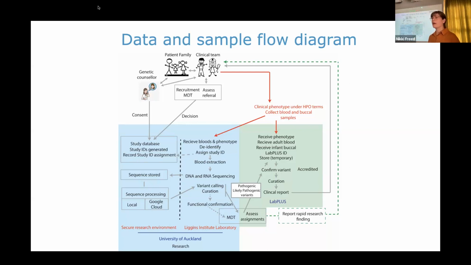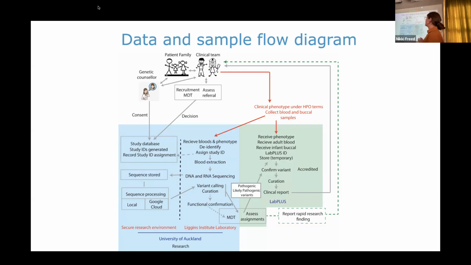We'll be doing variant calling and curation. And then all of this data, the DNA sequencing data and patient data as well, will be on a secure research environment. We've got a dedicated server that's set up just for this project for that. Once we have the variant calling and curation done, that data will be sent to a multidisciplinary team for analysis, and they'll be providing a ranking score of any pathogenic variants or likely pathogenic variants that are found.